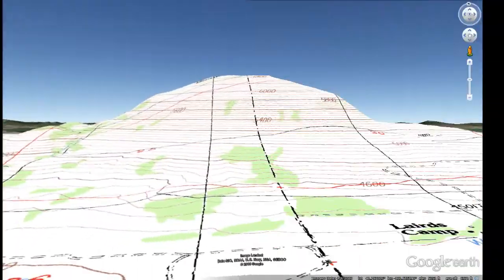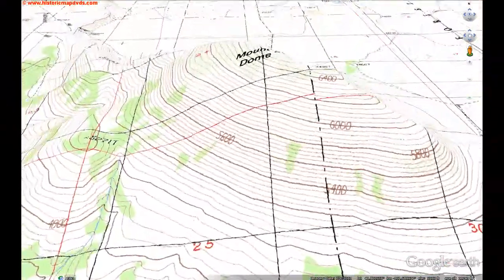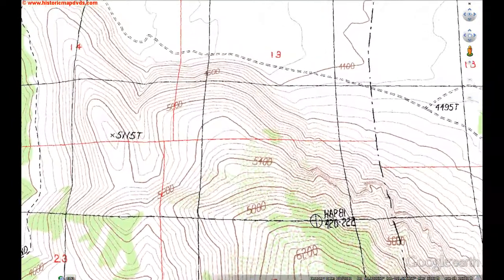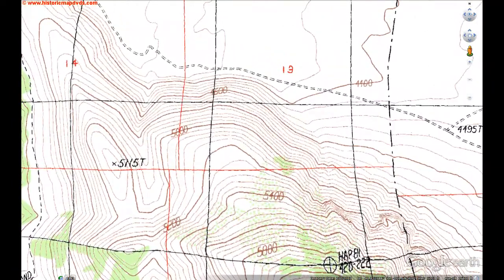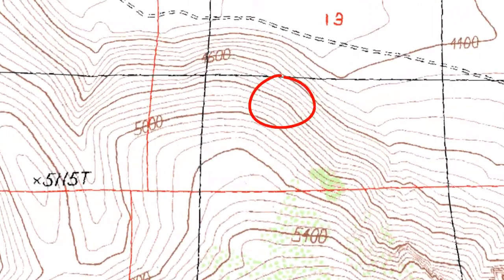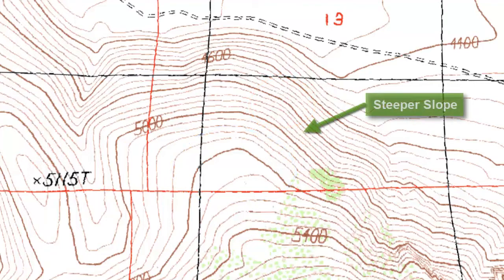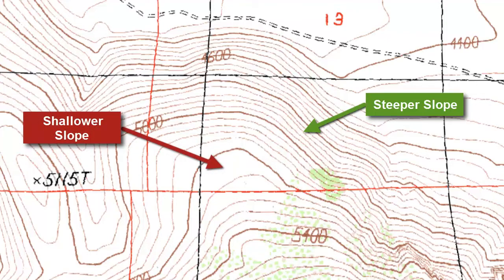The first rule of contour lines has to do with their spacing when we look at them from above in plan view. Remember that contour lines are evenly spaced vertically and that they represent lines of equal elevation. However, when we look at contour lines in plan view, we can see that some lines are closer together horizontally and some are further apart. Where contour lines are closer together, they indicate that the slope surface is steeper. Where contour lines are further apart, the slope has a shallower angle.